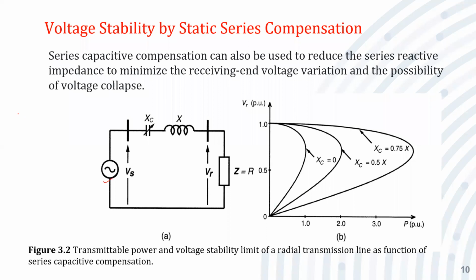In the case of the shunt compensation, we used such a type of circuit. This is the capacitor, and this is the reactance of the transmission line. It's quite the same. This is the sending end voltage, and this will be without any compensator. This is the load ZL. I am discussing the shunt compensation first, and then we will discuss the same with the series compensation. So this is the power P and this is the voltage, in percentage voltage and percentage power.